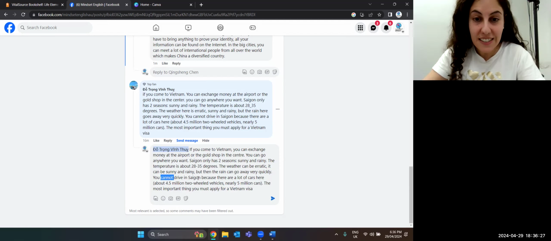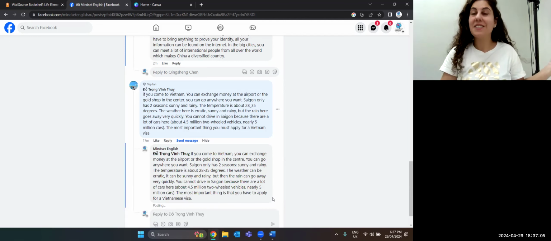You cannot drive in Saigon because there are a lot of cars here. Wow, I like that. About 4.5 million two-wheeled vehicles, nearly 5 million cars. The most important thing is that you have to, we can say must, but I just want to practice have to, is that you have to apply for a Vietnamese visa. Good. So really good. Well done.